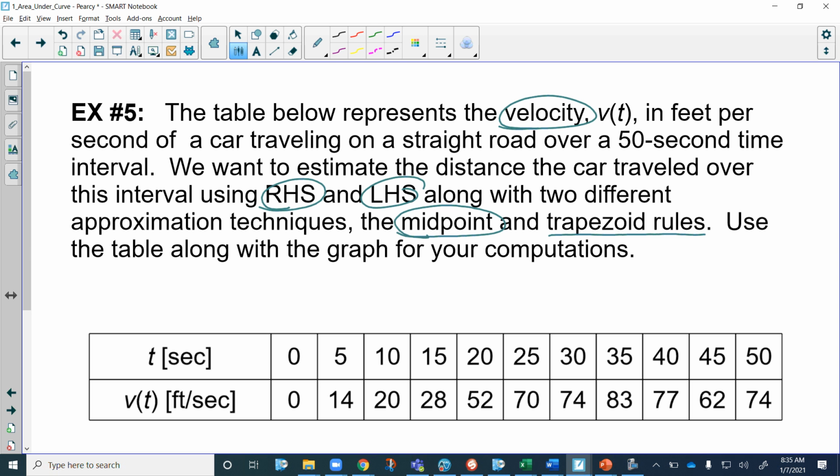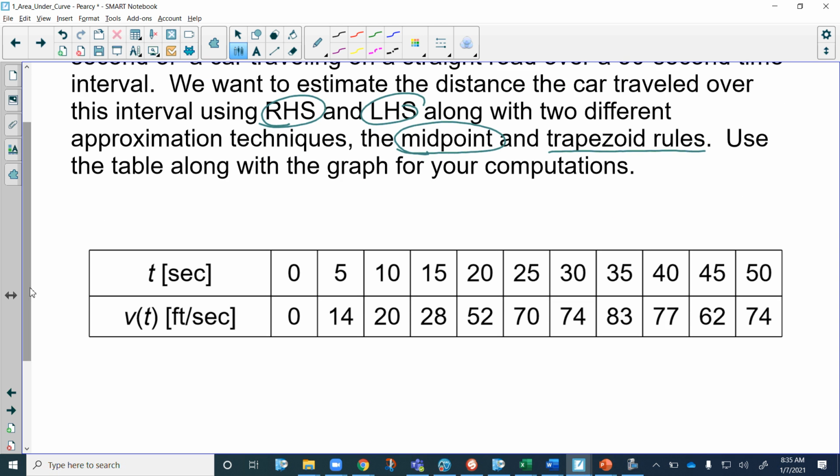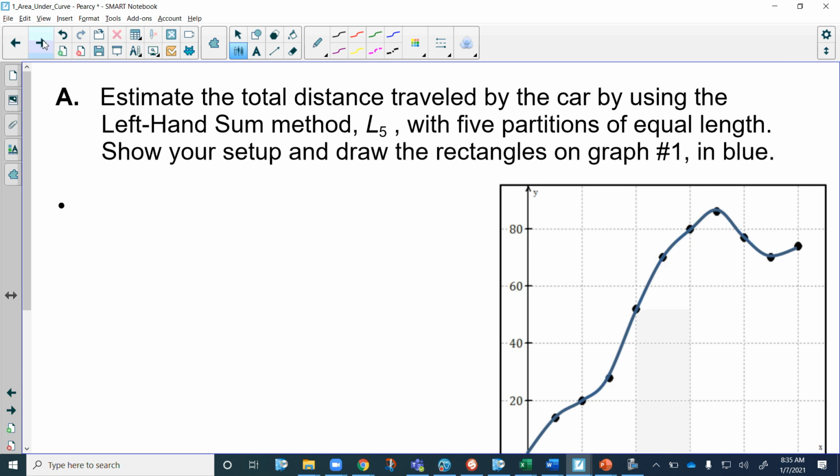So we have the table that they're providing for us, and all we're going to do is take those data points and graph them. Okay, so take those data points, and what I want you to do, go ahead and pause the video and see if you can work the whole problem out. Draw in your left-hand rectangles. Get it to where we have L5 with 5 partitions, so that's the number of rectangles that you're going to have, and see if you can approximate the area using the left-hand rule.